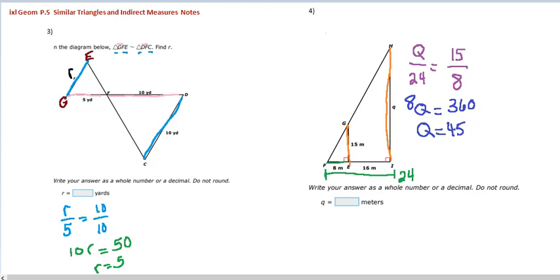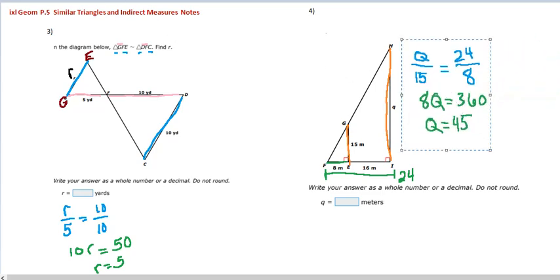But hopefully you guys have all that, but I'm going to show you, if I wanted to set it up differently, I could have. Okay, on this ratio, I set up this long height of the big triangle to the height of the small triangle. And then I set up the base of the big triangle to the base of the small triangle. And you can see that you end up getting the same answer. So you can set them up differently as long as you're consistent.